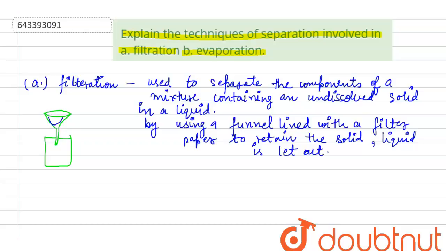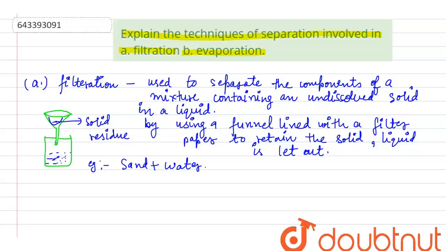If, for example, I am taking a mixture of sand plus water, sand is obviously not mixed in the water. So the sand is a solid particle which is suspended in the water. If I separate this, the water will come out into the container here, and the sand will be obtained as a solid residue here. So this is the process of filtration.